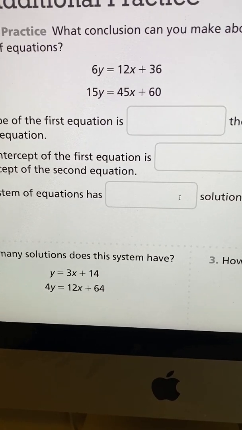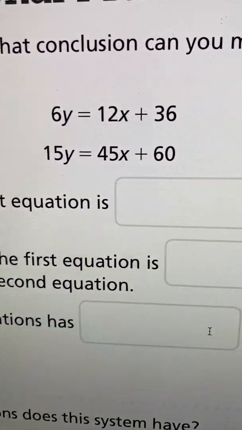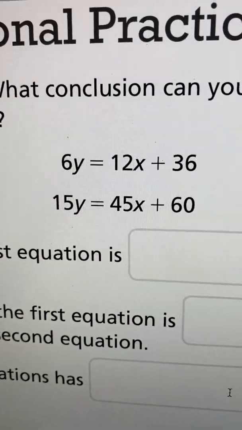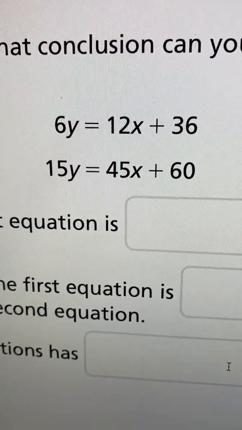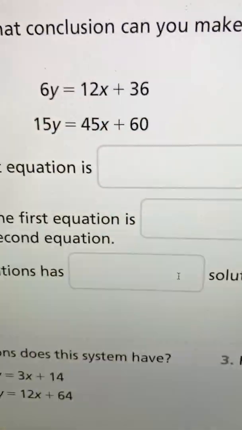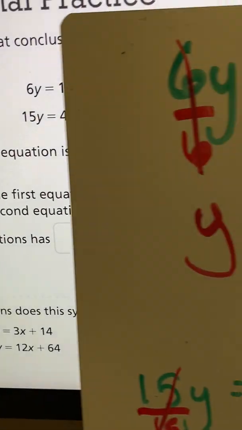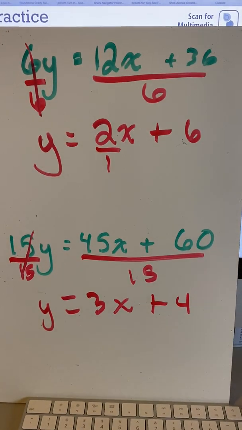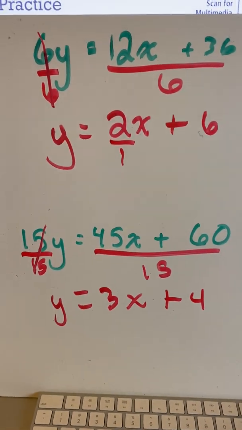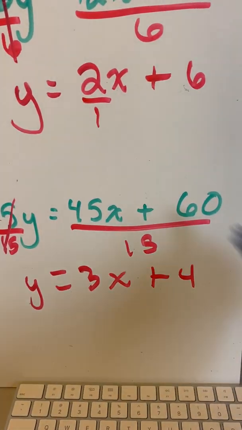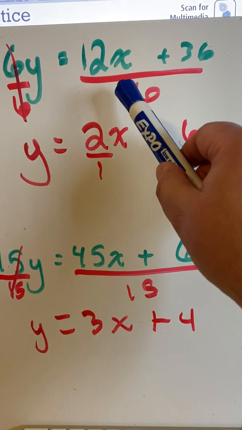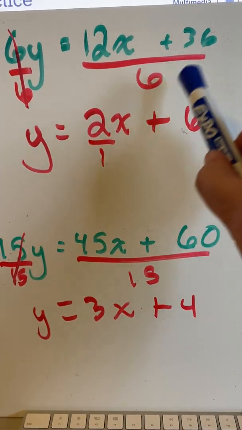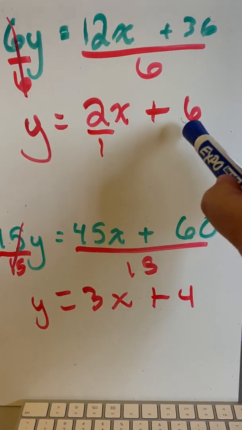Now, how do we know this? How do we work it out? We can't work it out with them written like this. These aren't written in slope-intercept form. We have to isolate the y values in these. How do I do that? Here you are. In the first one, I divide both sides by 6. 6y divided by 6 makes just y. 12x divided by 6 makes 2x. 36 divided by 6 makes 6.